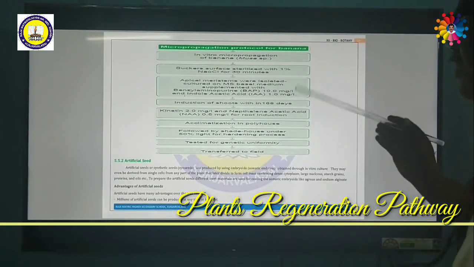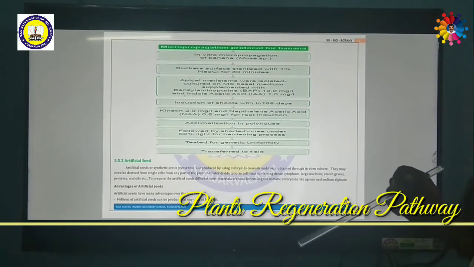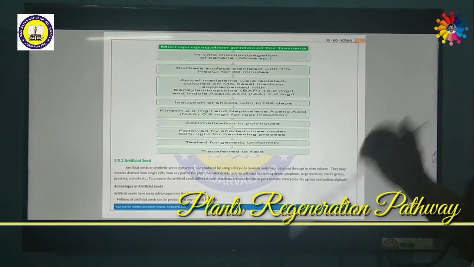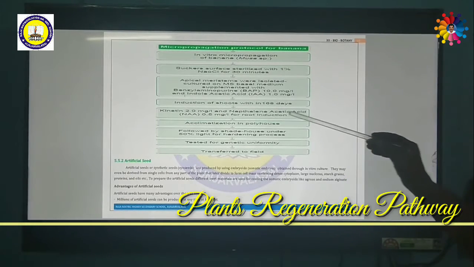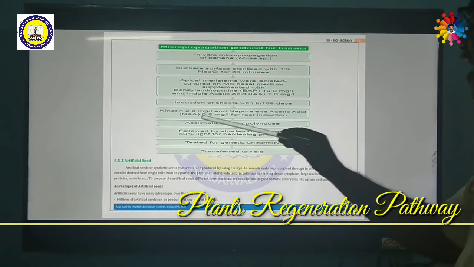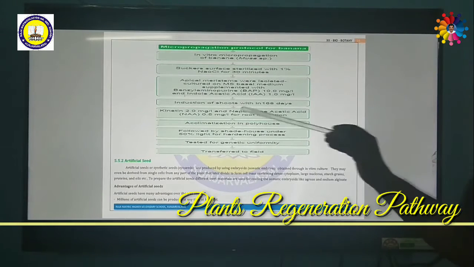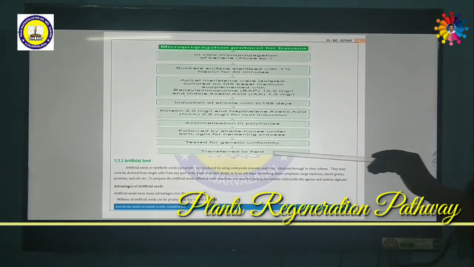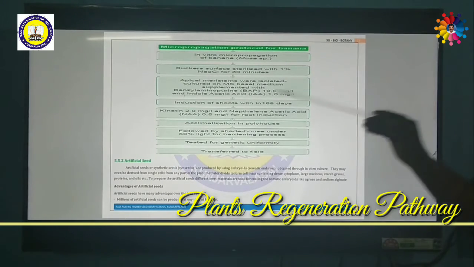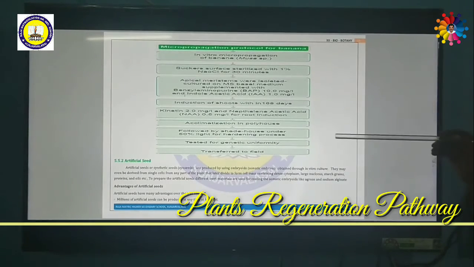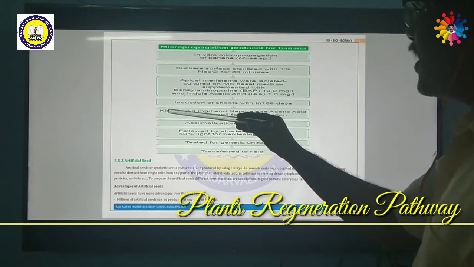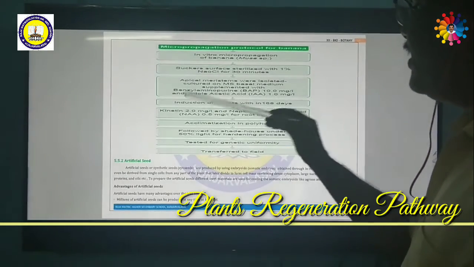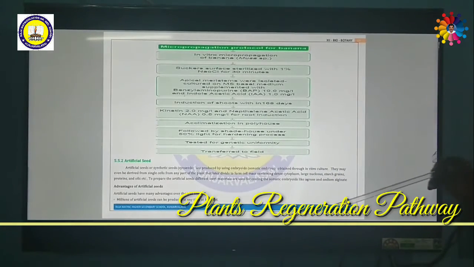Then kinetin, a cytokinin, which stimulates cell division. So kinetin 2 mg per liter and naphthalene acetic acid, an artificial auxin, NAA, 0.5 mg per liter for root initiation. So this is stimulating root formation. In order to form root initiation, we can use a cytokinin like kinetin and an auxin like NAA, naphthalene acetic acid.